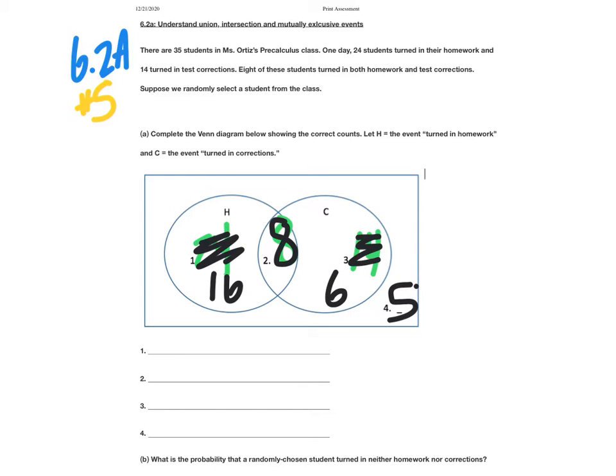homework nor the corrections? So this is homework and or corrections here. This is homework and corrections, that's 8 by the way. Homework or corrections is everyone, but neither homework nor corrections are these 5 sitting out here. So the probability for this part is going to be the 5 over 35 for that, which also does simplify to 1/7 if you want to do it that way.